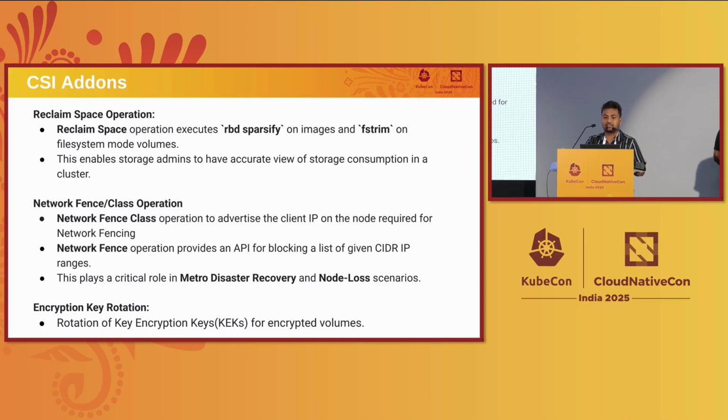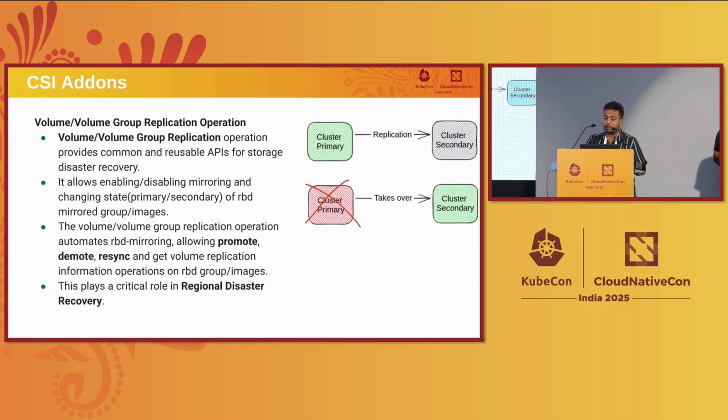It rotates the keys at the Ceph level or using Ceph CSI driver. Moving ahead, we have volume/volume group replication operation. Now, these are the set of APIs that one could use to enable disaster recovery or regional DR in these clusters. Through volume or volume group replication, we provide a set of APIs to enable or disable mirroring, or demoting or promoting the cluster to primary or secondary.